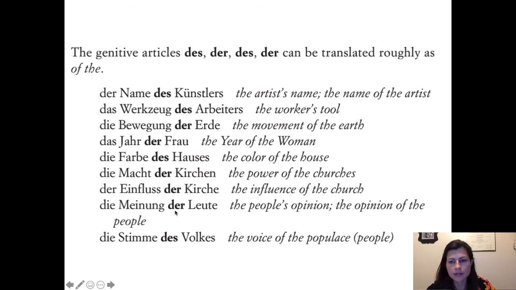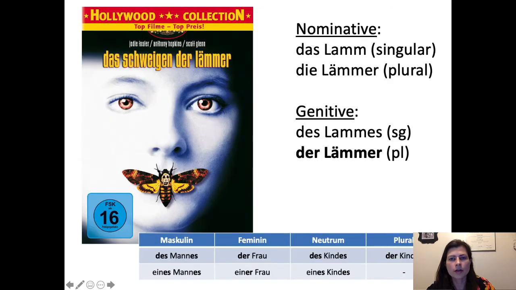So, die Meinung der Leute, people's opinion, opinion of the people, and then die Stimme des Volkes, voice of the people. Okay, and of course we had all of these horror film titles that are very commonly constructed with genitives, right? So, das Schweigen der Lämmer, the silence of the lambs.